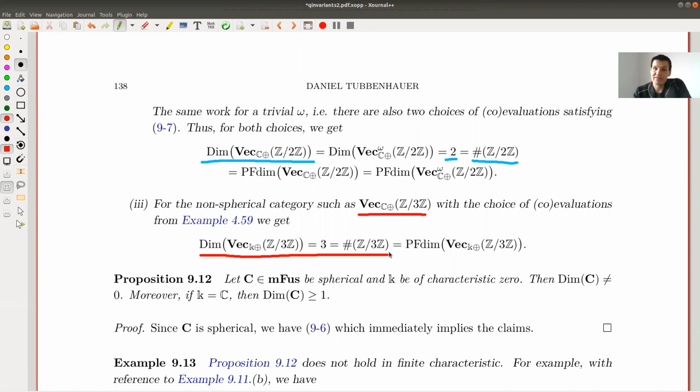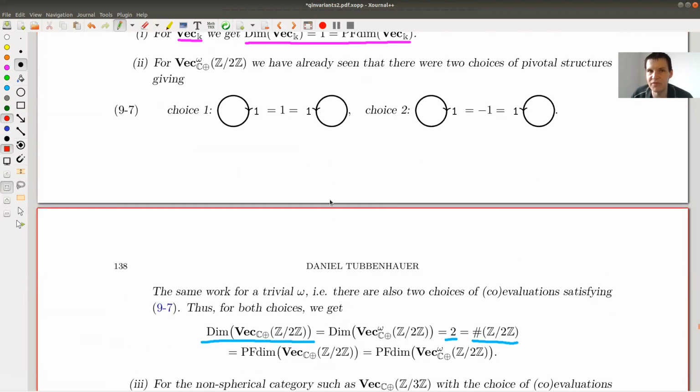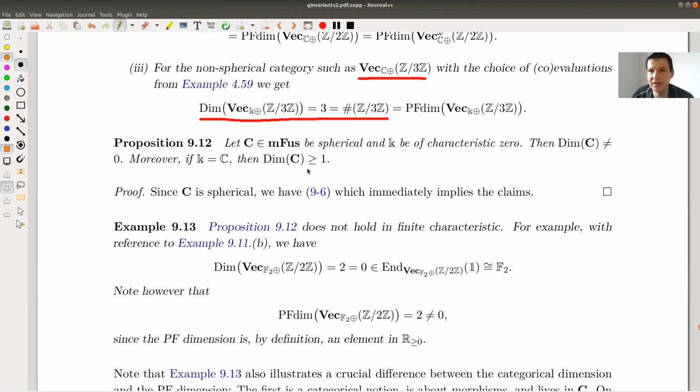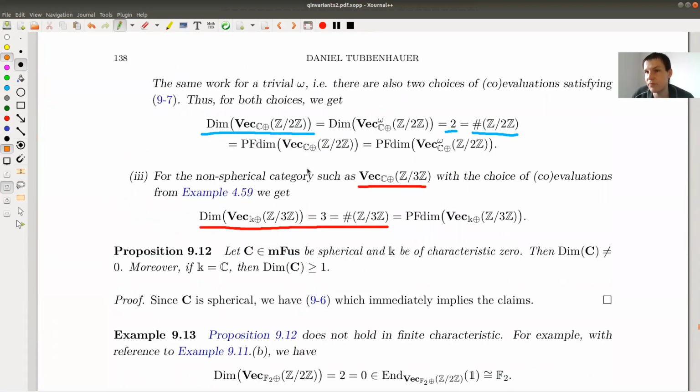For more general categories, this is not so clear, and you can get basically any kind of number as a dimension. That's a little bit different than the Frobenius-Perron dimension that we have seen before, although in this case it agrees, because the Perron-Frobenius dimension is only concerned with objects and their fusion rules, while this is concerned with morphisms, right? You have to be careful with your evaluations and coevaluations. But otherwise, it's the same idea of a numerical invariant associated to a category, and it will satisfy very similar properties. We'll do more examples in a second.